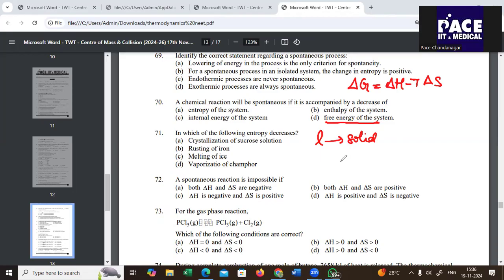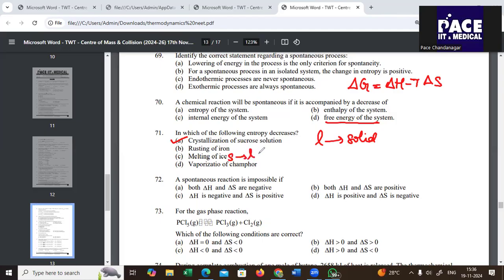Decrease of randomness is decrease of entropy. So entropy decreases here. Okay, are you getting me? Anything which is slowing down, which is changing the state from a more free state, from gaseous to liquid, liquid to solid, then you are moving into a stable state. So then entropy decreases.